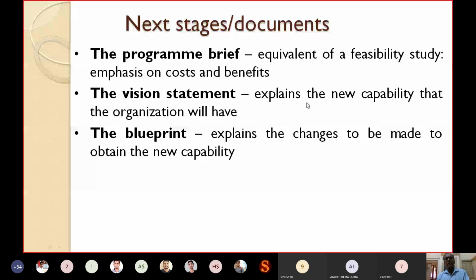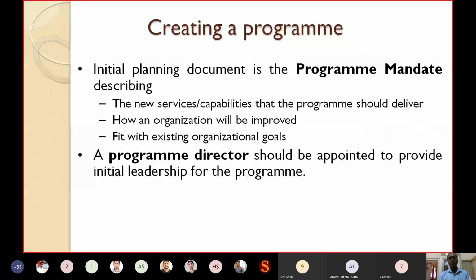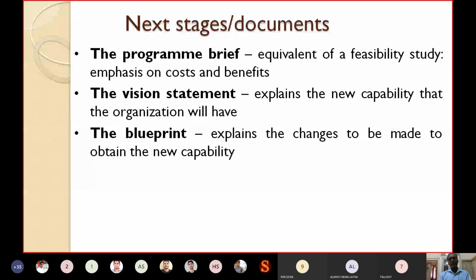Every organization also has a blueprint or master plan. The blueprint explains the changes which have to be made to obtain the new capabilities mentioned in the vision statement. So these are the documents, starting from program mandate, program brief, vision statement, and blueprint. These documents are required in program management.